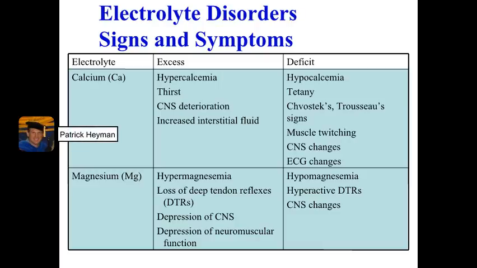One thing to note about magnesium is that most of the magnesium in your body is inside of cells, so sometimes you can have a normal magnesium level in the blood but still have a deficit in the cells. So you can still have a patient who has signs and symptoms of low magnesium even though they have normal magnesium levels. Pretty cool, huh?